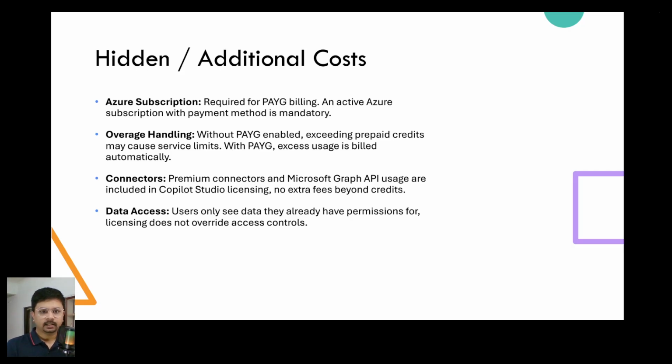So I already explained what the hidden costs are. First is the Azure subscription, which you must have when you go to the pay as you go model. Next is overage handling. That means if you purchase a credit pack and in any month you exceed that credit pack, then to avoid any interruptions in your Copilot, it is always recommended to purchase a credit pack as well as set up a pay as you go model, because if the limit is exceeded in any month, it will automatically switch to the pay as you go model, and the cost will be calculated at $0.01 per message.